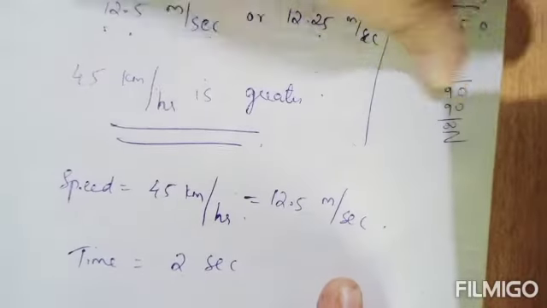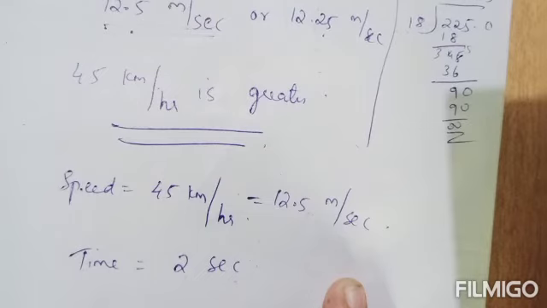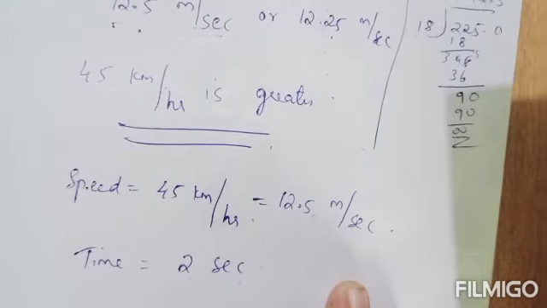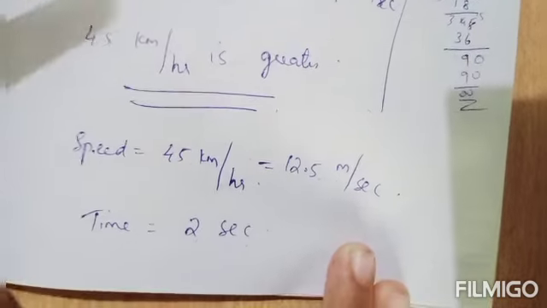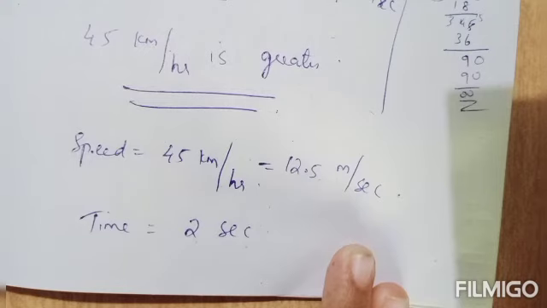Now in that one more question is given. How far? How much is the distance travelled by each in 2 seconds? So if the speed is 45 kilometer per hour, in 2 seconds what is the distance travelled? First you have to find that. Then next, if the speed is 12.25 meter per second, in 2 seconds what distance it will be travelled?